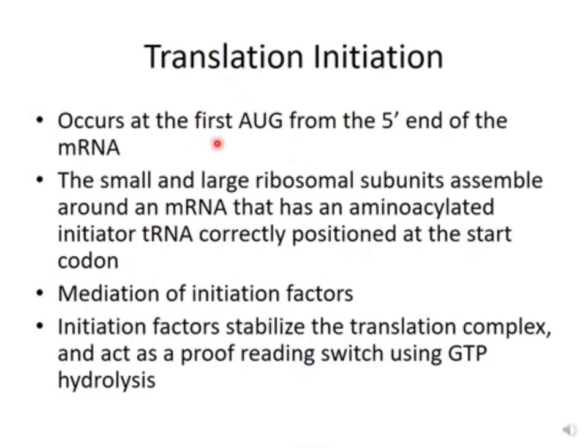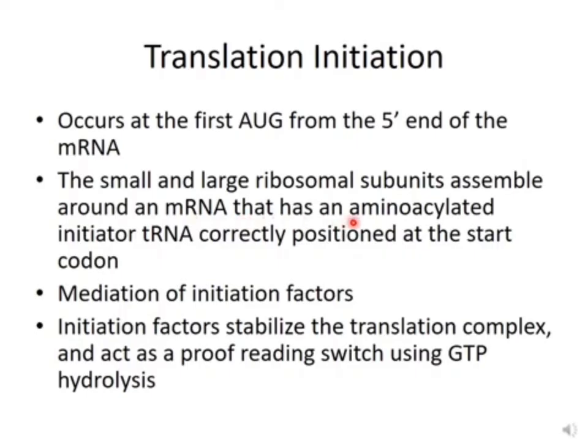Initiation starts at the first AUG at the 5' end of the mRNA. Remember, RNA and DNA have 2 ends, a 3' end and a 5' end. The small and large ribosomal subunits are usually loose and unattached to one another if there is no translation. And there is no translation if there is no mRNA. So if there is no mRNA present, the 2 subunits are separated in the cytoplasm, and they only assemble once mRNA is present.